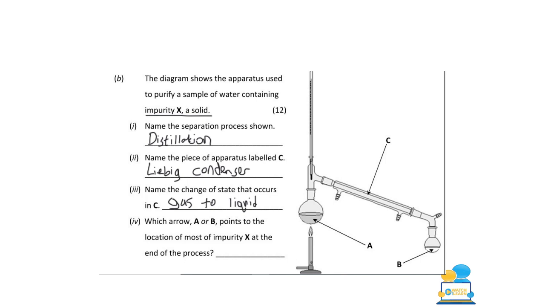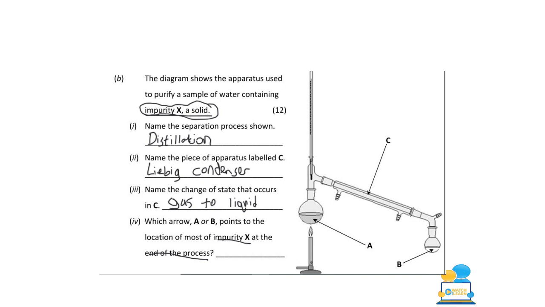Or condensation would also be accepted. Which arrow, A or B, points to the location of most of the impurity X at the end of the process? So impurity X, remember, is your solid. That's what impurity X is. So in which container, A or B, would we expect to find the solid?